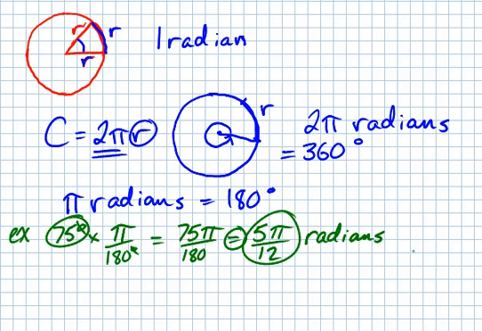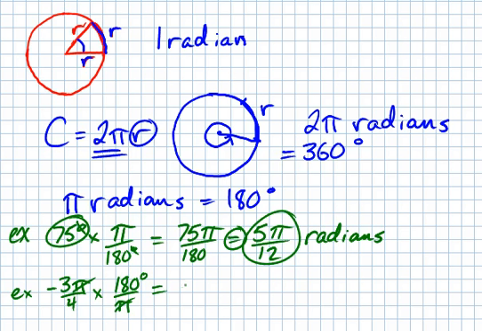In a similar way, I can take something that's already in radians, like negative 3 pi over 4. But instead of multiplying by pi over 180, I want to multiply by 180 over pi so that the pi's cancel out. And then I'll be left with something in degrees.